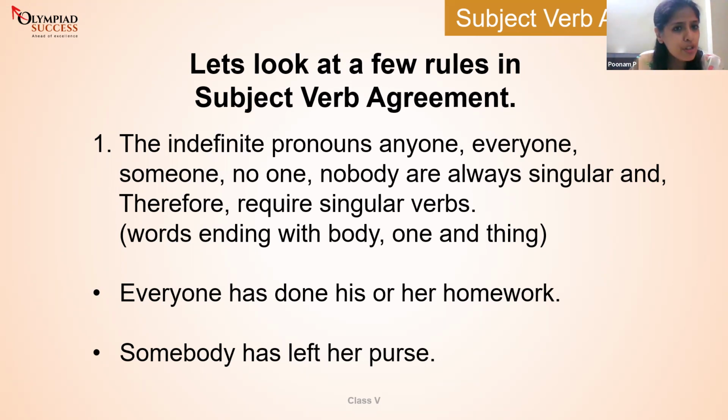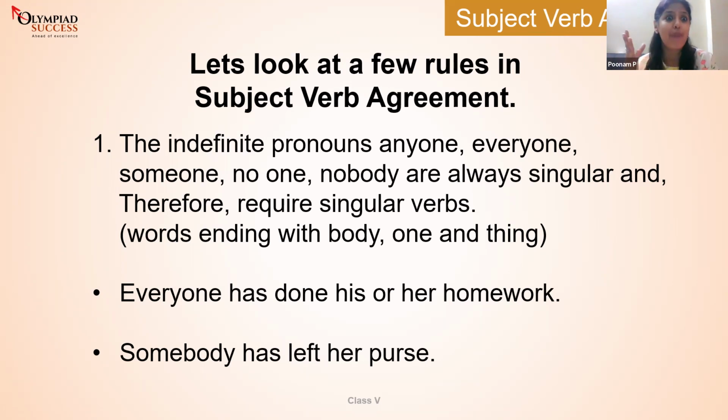Now, the first rule is about indefinite pronouns. Do you know what indefinite pronouns are? All of us are aware of what pronouns are: a word that replaces a noun. Now, indefinite pronouns ending with one, body, and thing all require singular verbs. Although, in some cases, we might feel that they are addressing more than one.